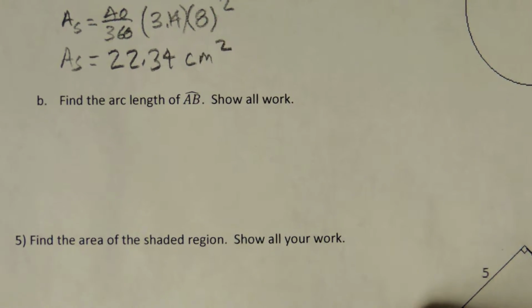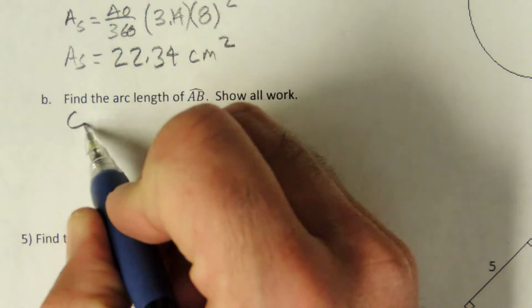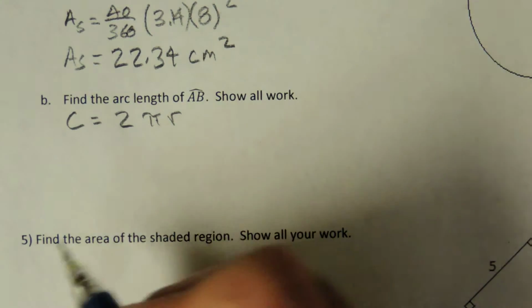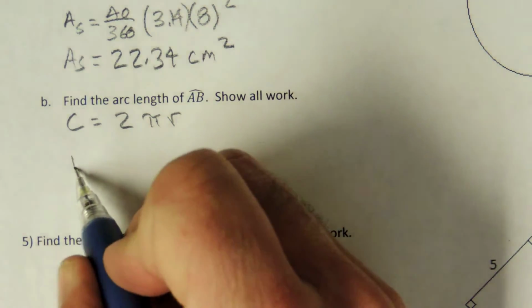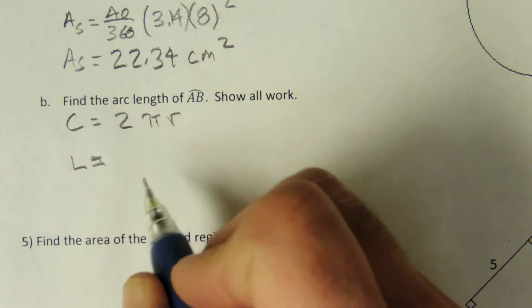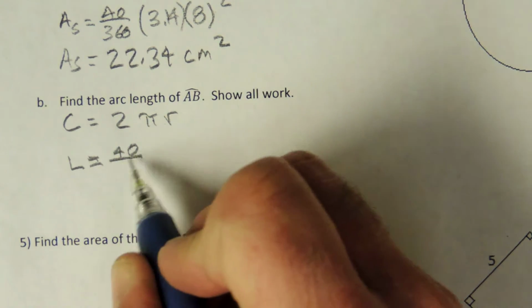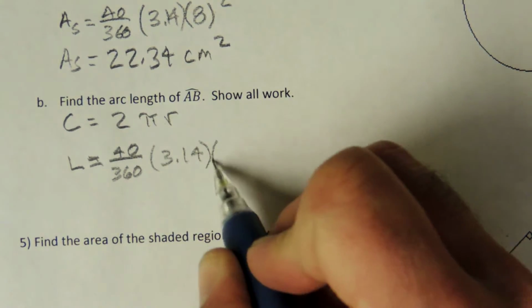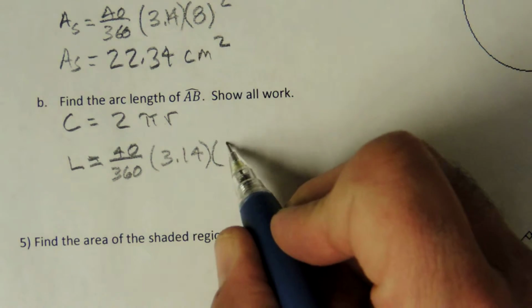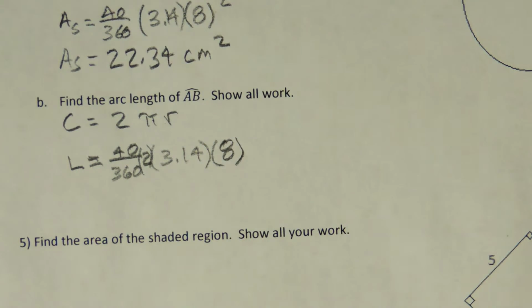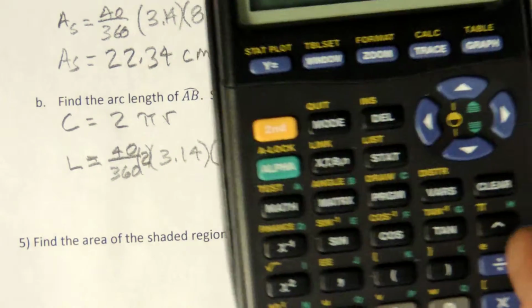For my arc length, I do the same thing. Circumference of a circle equals 2 pi r. So I use a different formula, but the arc length of AB is just going to be a portion of that. It's going to be 40 out of 360 degrees, and then times pi times my radius, and the formula for circumference has a 2 in it. So I multiply by 2 instead of squaring. And I will put that in the calculator.